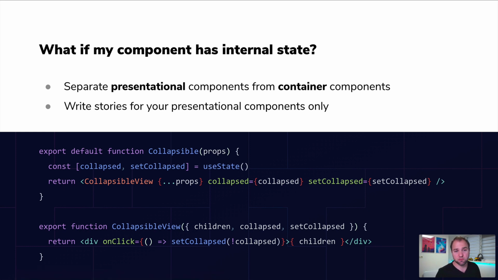So the presentational component is something you can easily write a story for because it's purely based on props. And then the collapsible, you might be thinking, okay, what happens to the container component? That's where a unit test comes in, right? Jest or something like that. You use Jest to test those things.